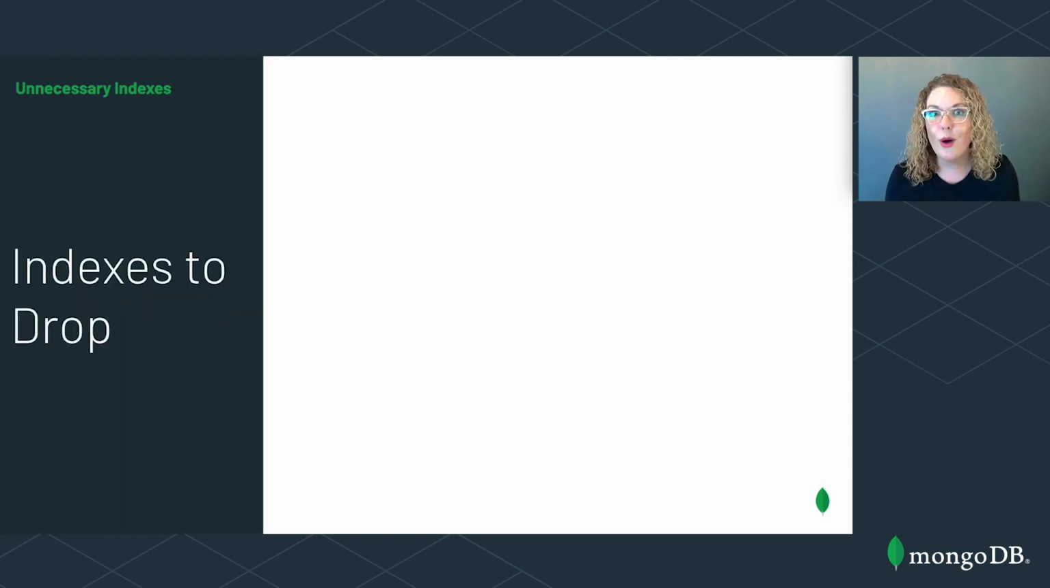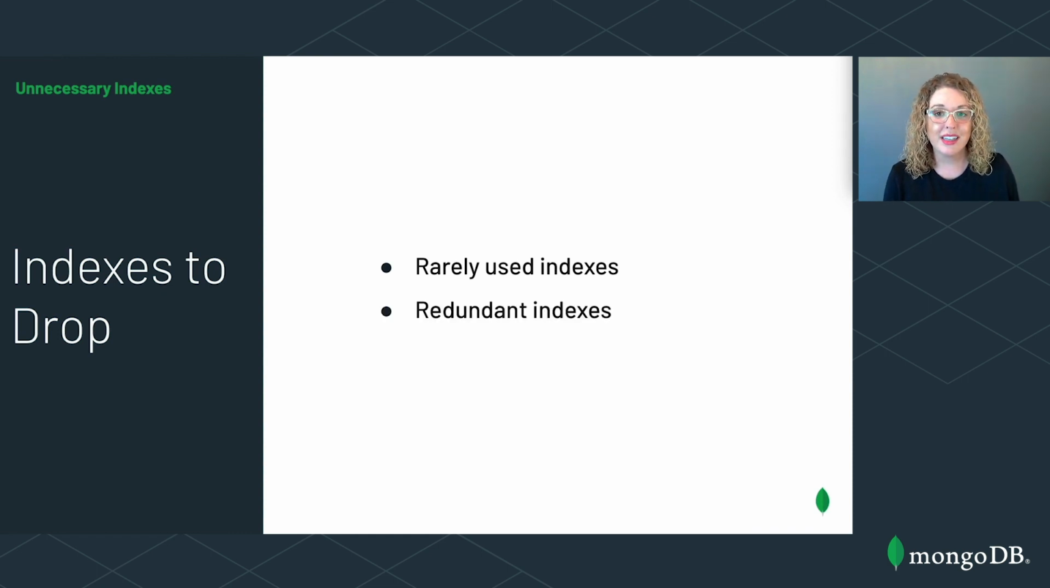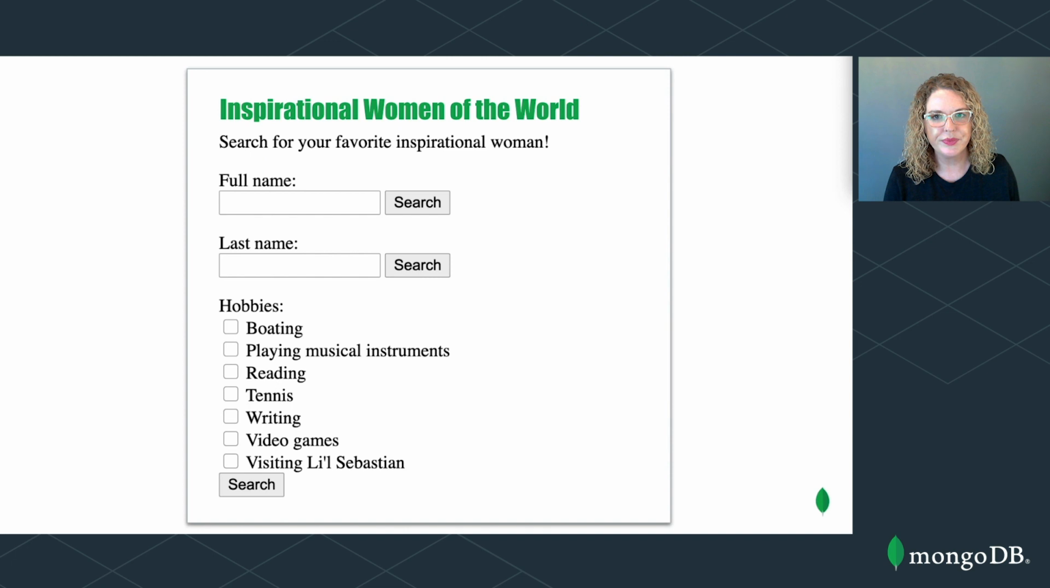So how do you know if an index is necessary? Well, unnecessary indexes typically fall into one of 2 categories. First, the index is rarely or not at all used. Or second, the index is redundant because another compound index covers it. Let's take a look at an example.